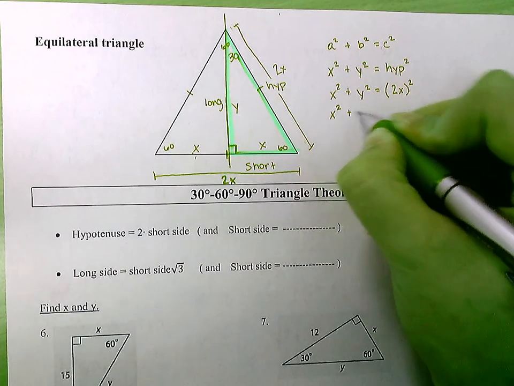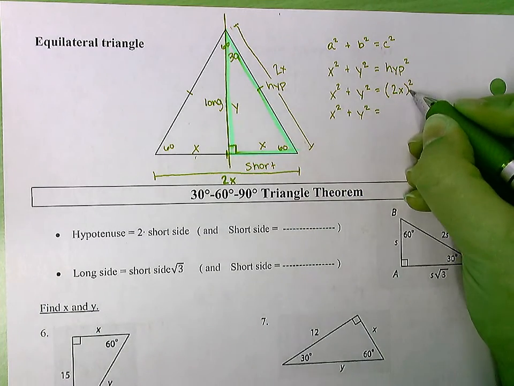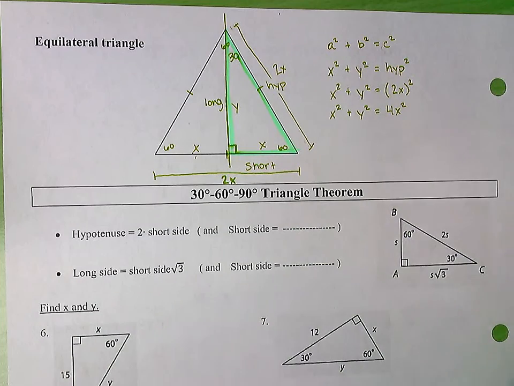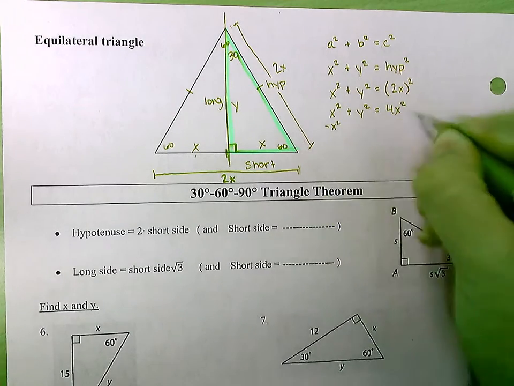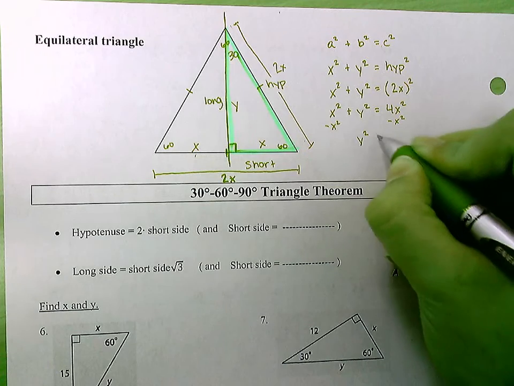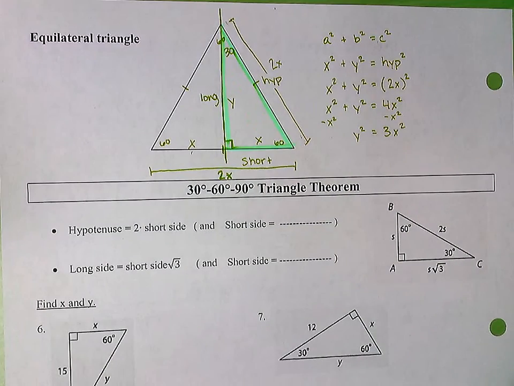So I have x squared plus y squared. I need to distribute my squares since they are multiplied together. So I have 4x squared. Now I want to combine like terms. So I'm going to subtract x squared from both sides. So I have y squared is equal to 3x squared.